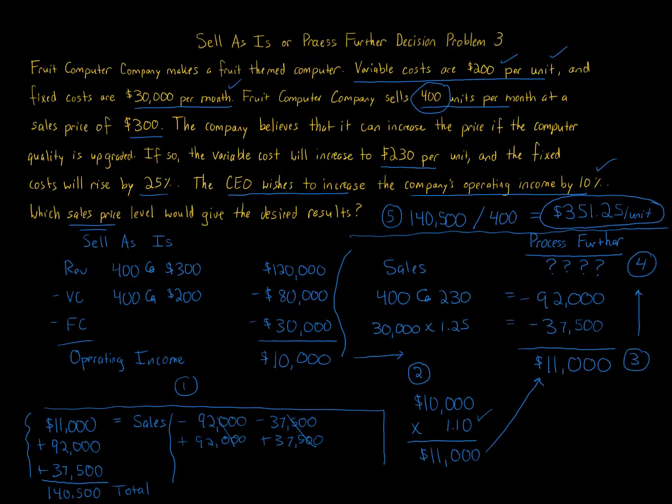So again, to revisit and summarize: step 1, we calculate the operating income under sell as is. We have the information to do that. Step 2, we adjust that operating income by the 10% increase that the CEO wishes to have. Step 3, we set that equal to the operating income. Step 4, we go backwards, getting the sales, and we fill in the variable costs and the fixed costs, which gives $140,500 total sales. In step 5, because we're looking for the sales price per unit, we take $140,500 total sales divided by the 400 units being sold, and we get $351.25 per unit. A really good question to go through, looking at sell as is versus process further.